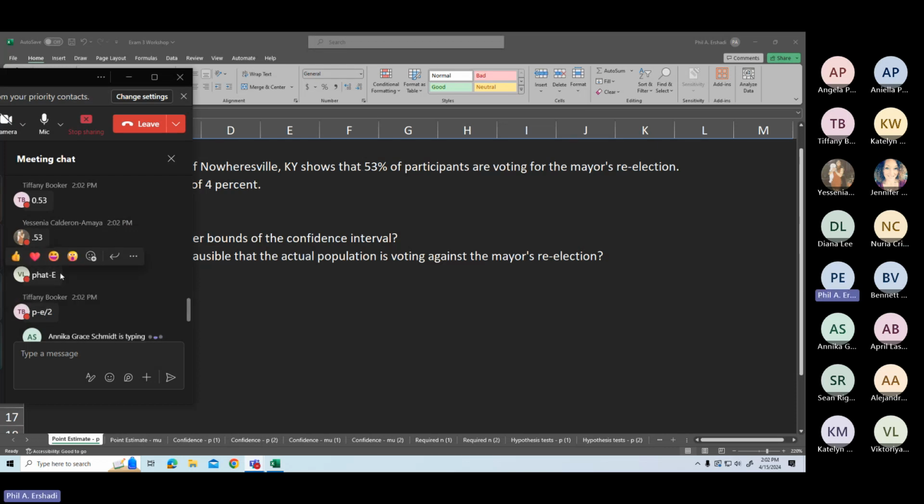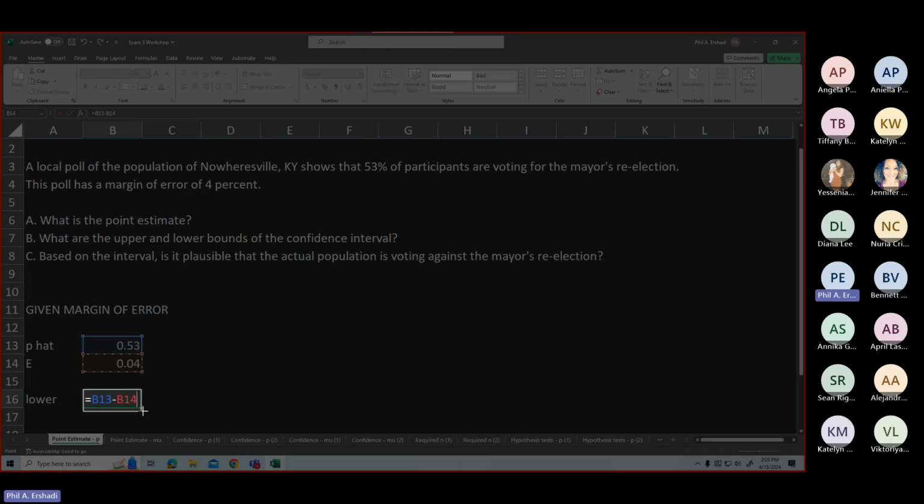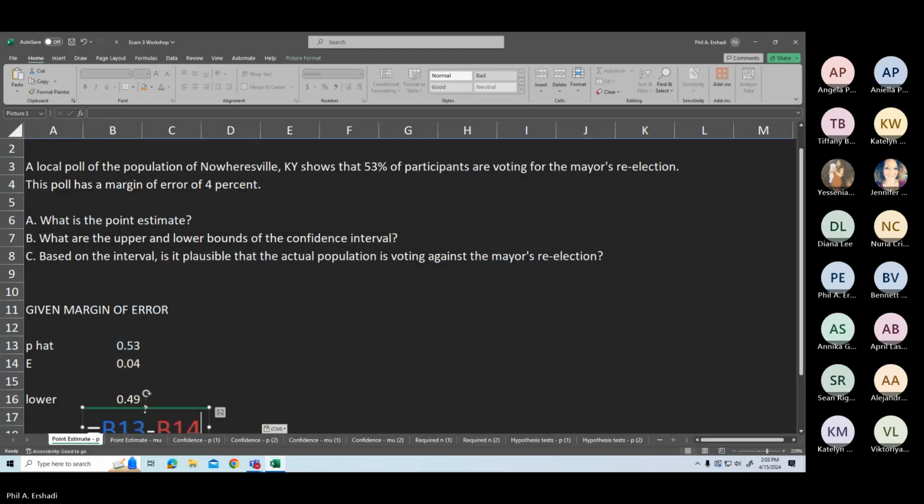Someone says p-hat minus E. Someone else says p-hat minus E over 2. So we have some disagreement here. What do we think about this, folks? 0.53 minus 0.04. That's the right way to do it. 0.53 minus 0.04 would give you the lower. So you do not have to divide by 2 here. You can just use p-hat minus E.